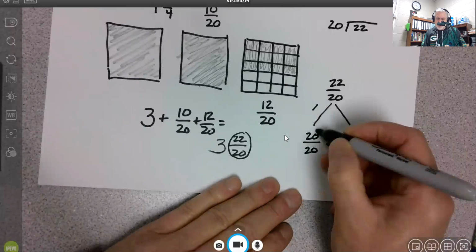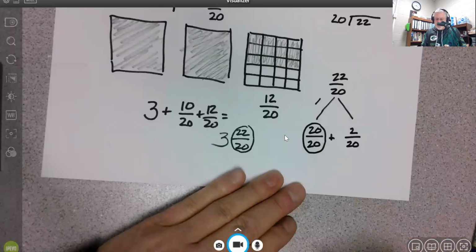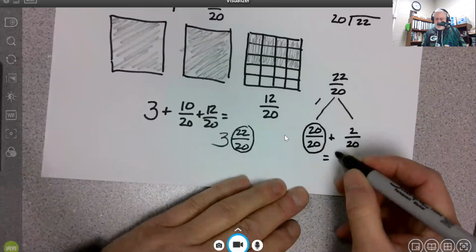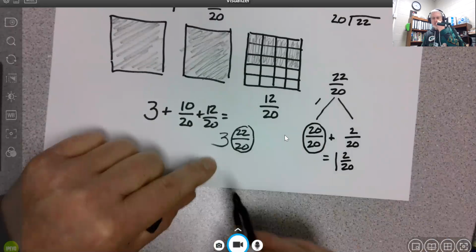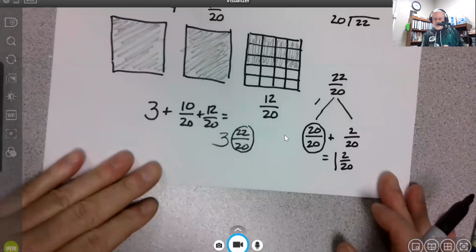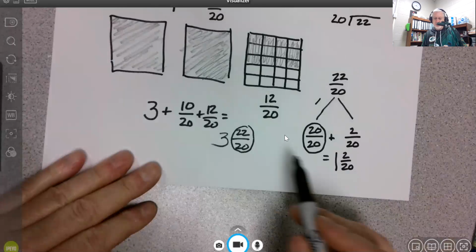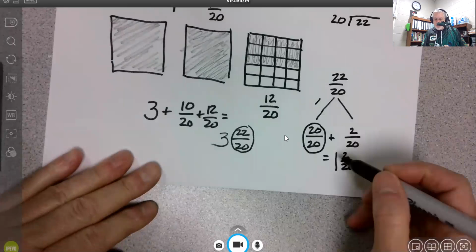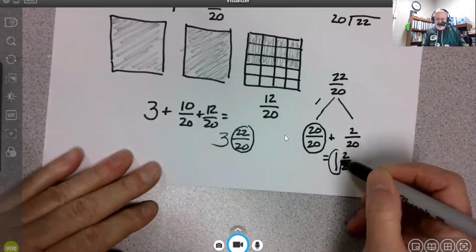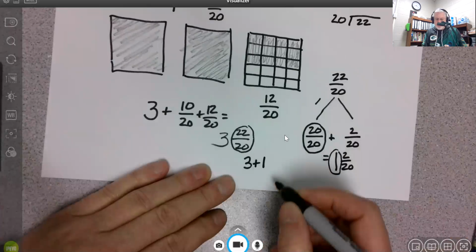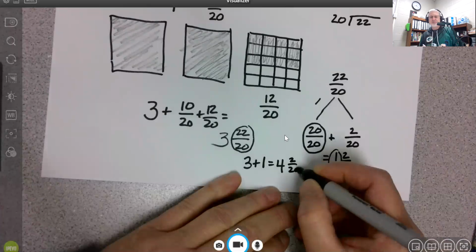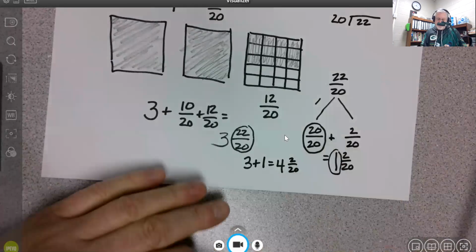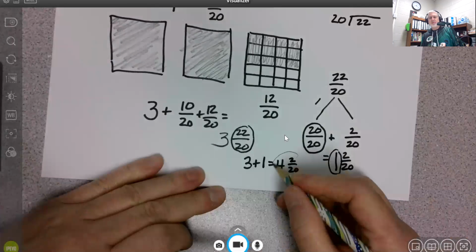Then I want to circle my wholes, okay? So I know now that that equals 1 and 2 20ths. So now I want to add it all together. Now this is where some 5th graders get confused and just say that my answer is 3 and 2 20ths, but they forget about this whole. So now I have 3 plus 1 equals 4, and then 2 20ths left over. Okay, and this would be my answer, 4 and 2 20ths.